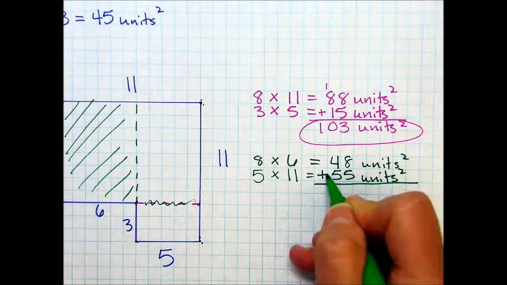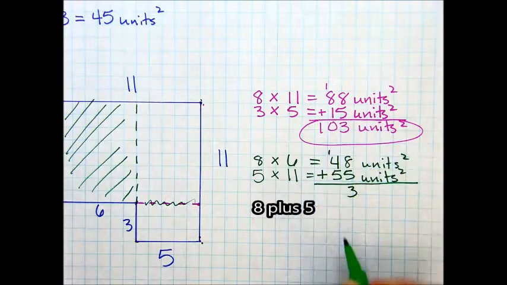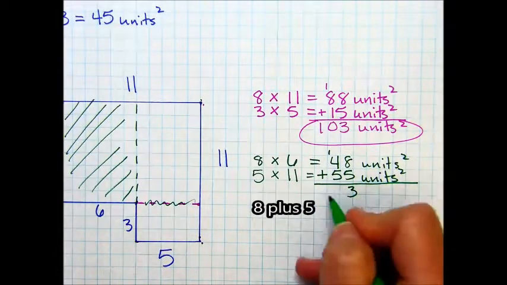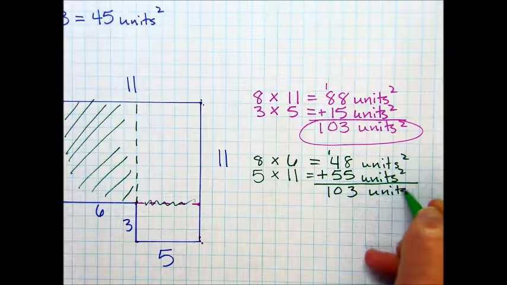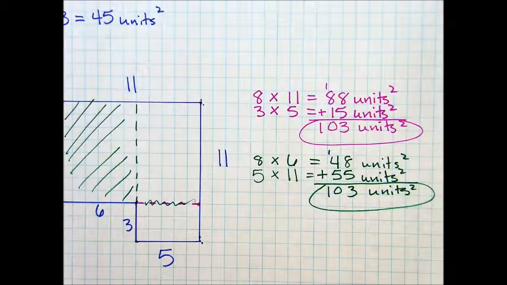If we add those two together, 48 plus 55 is 103. We get the same answer, as we should. And that's how you find the area of a combined figure.